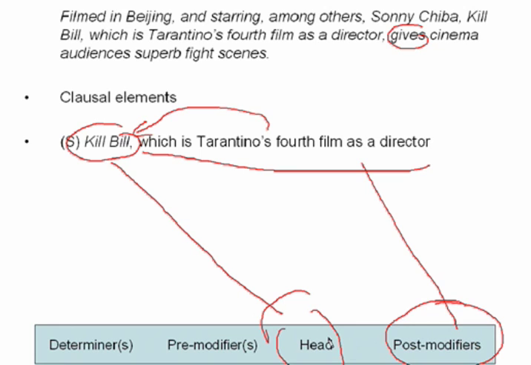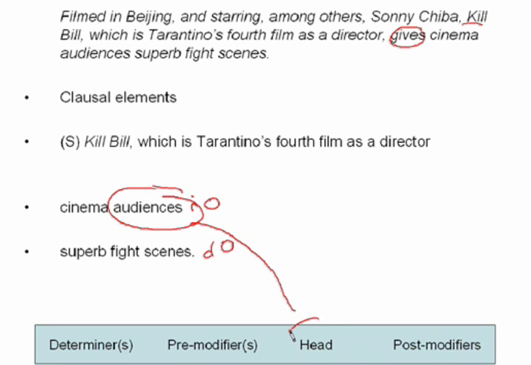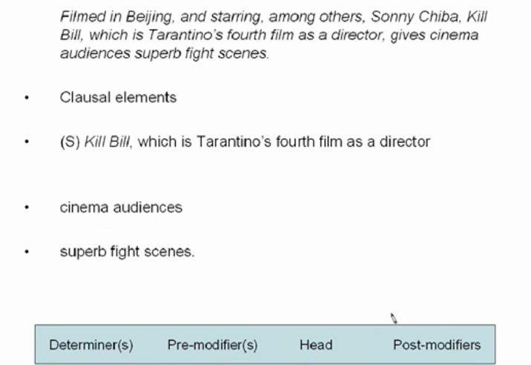If we now look at the objects, the two objects. Now, this was the indirect object, and this was the direct object. We have two words there, cinema audiences. So if we identify the head, Kill Bill gives, is it cinema or is it Kill Bill gives audiences? Audiences is the head word. So the head of the noun phrase is audiences, and cinema is a pre-modifier. Meanwhile, for superb fight scenes, it's Kill Bill gives audiences superb, or fight, or scenes. It's scenes which is the head. And we have two pre-modifiers there.